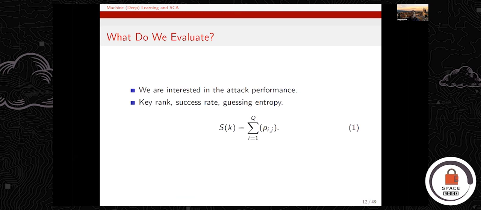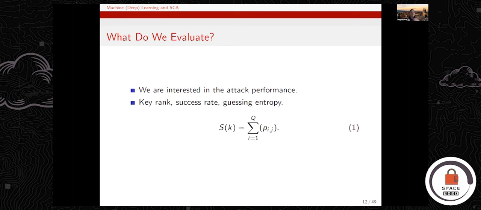So, just to mention this, when we talk about performance in the paper, we will of course be interested in the attack performance. So basically, how many traces, how many measurements do we need to obtain the key? And common metrics are something like key rank, success rate, guessing entropy. I will mostly be talking about key rank, basically the position in your guessing vector where the correct key is.